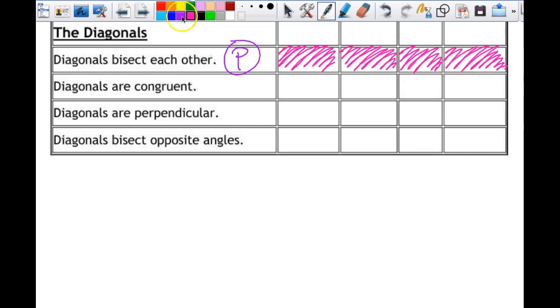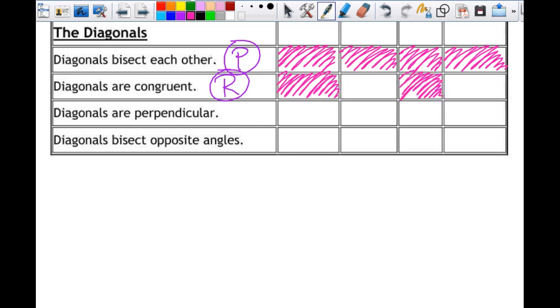All right, diagonals congruent. What does that directly relate to? Rectangles. So if I'm going to color in a rectangle, I'm not coloring in the rhombus. I am coloring in the square.